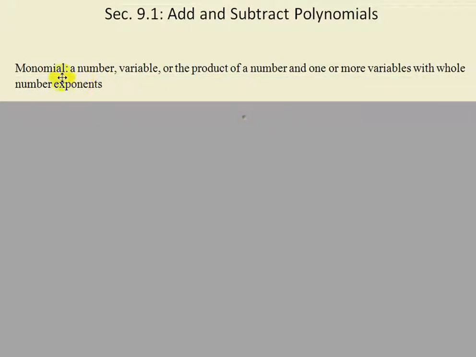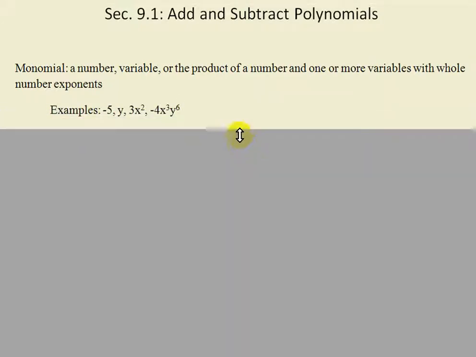So first of all, let's look at a monomial. A monomial is a number, a variable, or the product of a number and one or more variables with whole number exponents. So here we have just one term at a time. For example, -5 is a monomial. Y is a monomial. First we had a number, now we have a variable, now we have a number times a variable. 3x squared is a monomial, and here we have a number times two variables, -4x cubed y to the 6th. That's still a monomial. Notice that there's no addition or subtraction taking place within these terms.